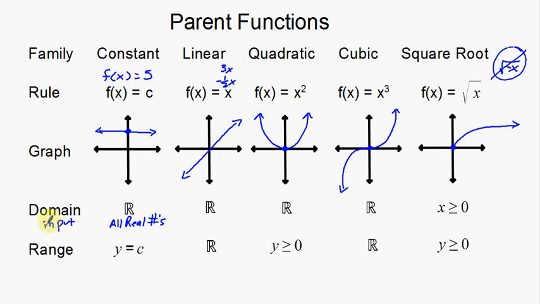Okay, now that was the domain, which is the inputs. Now on down to range, which is your output. So when I plug in all these numbers, what am I going to get out of it? Whenever I plug a number into my rule, whatever real number I plug in, I'm simply just going to get that constant number out of it.